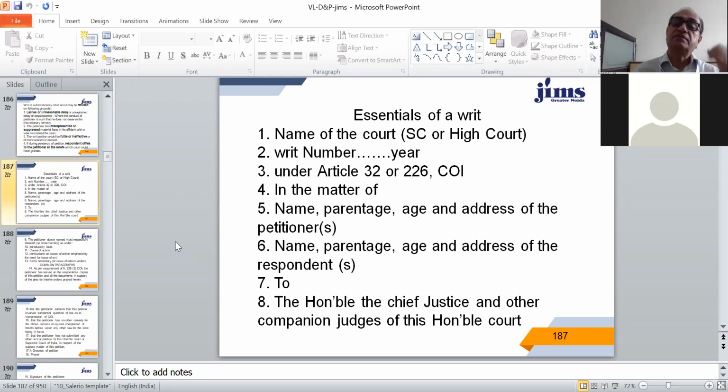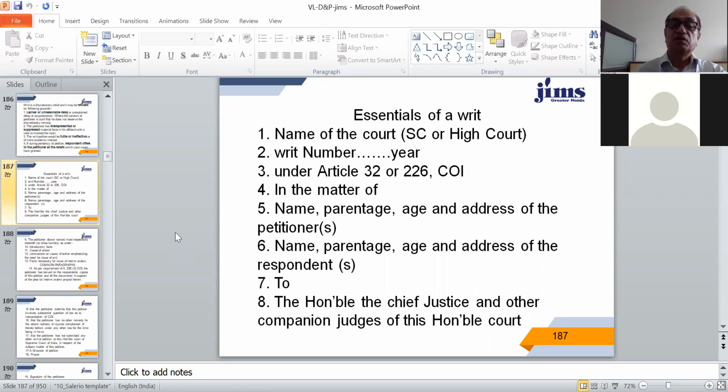Then, in the matter of, you will write down the name, parentage, age and address of the petitioner. If there is more than one petitioner, then the name, parentage, age and address of all the petitioners is to be mentioned in the writ. Then versus, against whom you are filing this petition, the name, parentage, age and address of each and every respondent is to be drafted by you. Then you will address this writ to whom? To the Honorable Chief Justice and other companion judges of this Honorable Court. Why have you included all the judges? Because you do not know before which judge your writ is going to be listed.